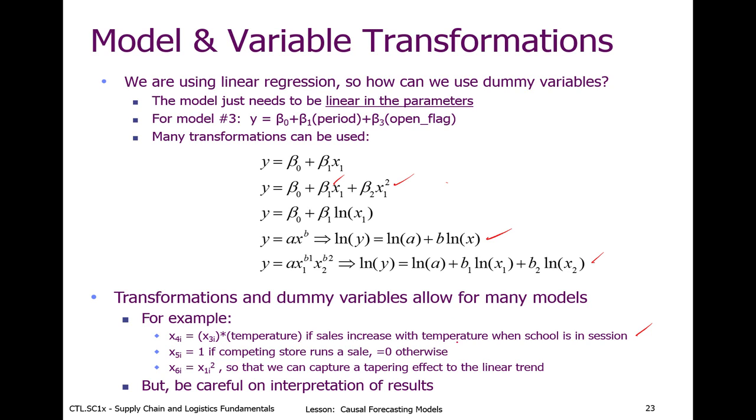I can also do something like a variable x5. If I know that the coffee store across the street is running a sale, and I know that ahead of time, I can plug something in there. I can say x5 equals 1 if they run a sale at that time or they have additional competition. I can also do things like we talked before about squaring a term. Again, the critical thing is that you're linear in the parameters.